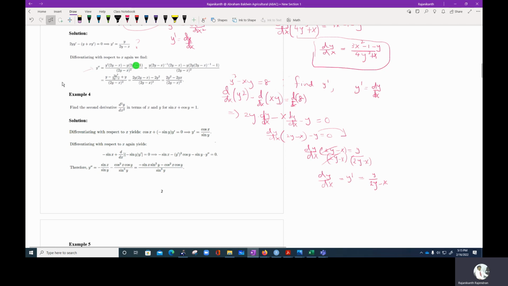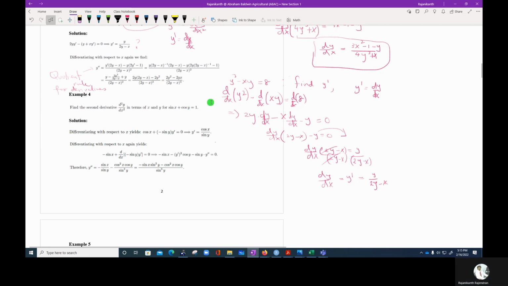You learned this earlier, the quotient rule for derivatives. Please recall them. After that, it is just simple algebra and simplifying. Let me know if you can understand this. Just simplifying by using algebraic techniques and solving the equation for y prime.